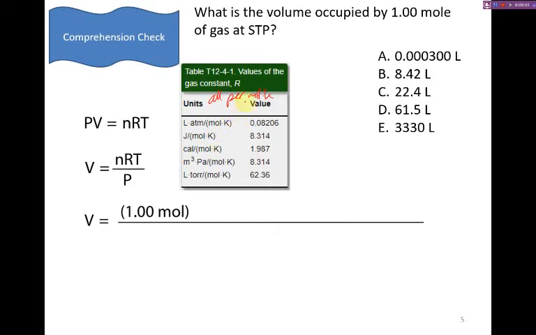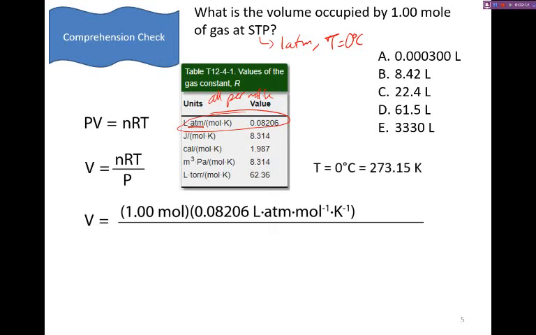Because we know that at STP we have 1 atmosphere and the temperature is 0 degrees Celsius, we know that we're going to use something involving atmospheres. So it makes most sense to use this value here. The temperature is 273.15 Kelvin, and the pressure is 1 atmosphere. When you solve for that, you get 22.4 liters.